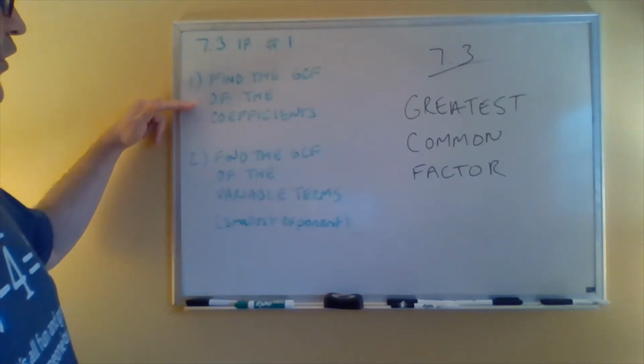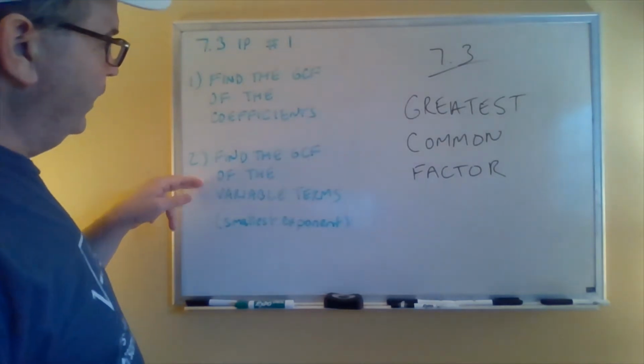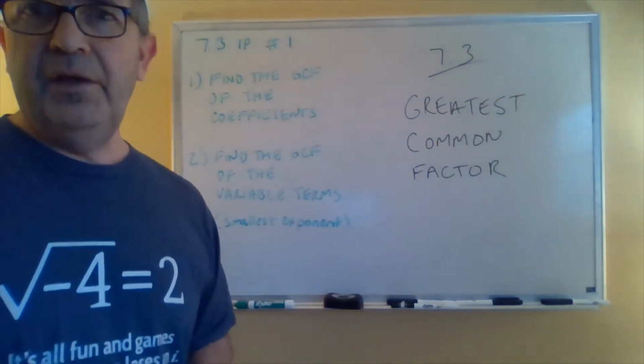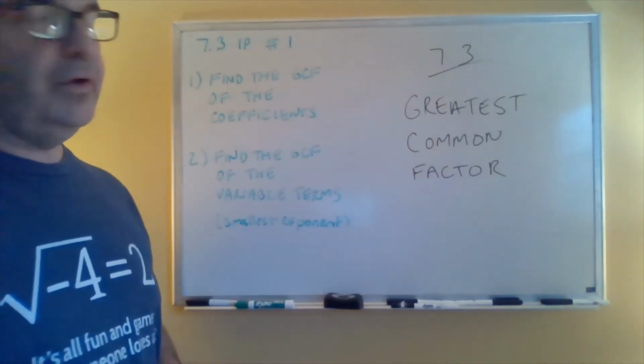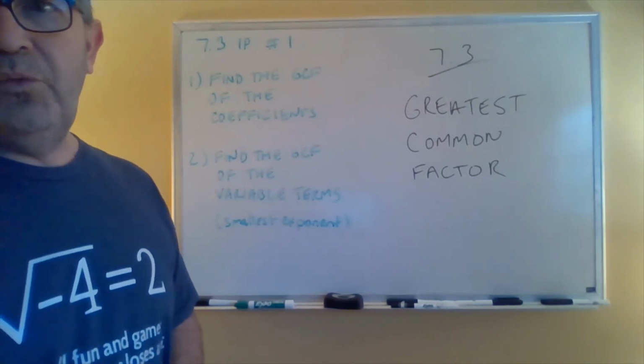First, we're going to find the greatest common factor of our coefficients. We're going to pull that out. And then we're going to find the greatest common factor of our variable terms, and we pull that out of there. So it's really just those couple of things we need to look at, but let's do a few examples and get started with question number 1.